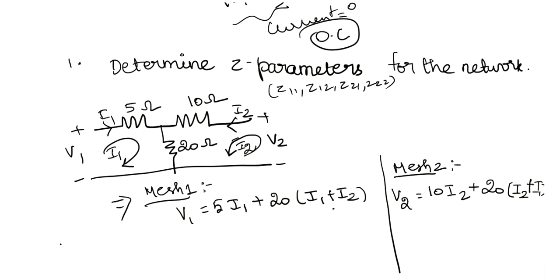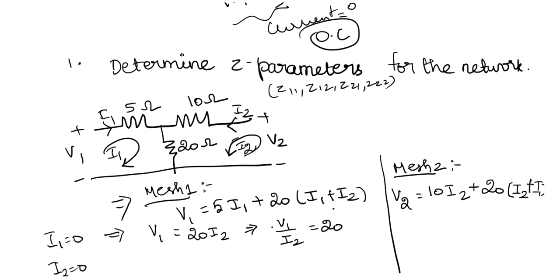Clear? Now we have two options. One, we make I1 equal to 0. Second, I2 equal to 0, for both the equations. When I1 equal to 0, what do you get? V1 will be equal to the I1 term, which is 0, so you only get 20 I2. From this we can get V1 by I2. What is V1 by I2? V1 by I2 is 20. And what is the name of this one? Z12. Clear? Now coming to the next one.